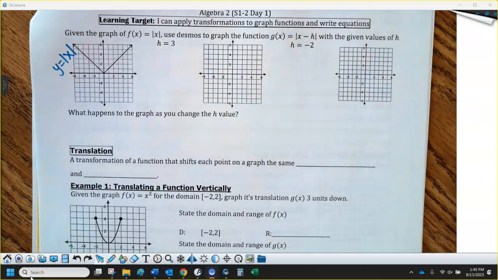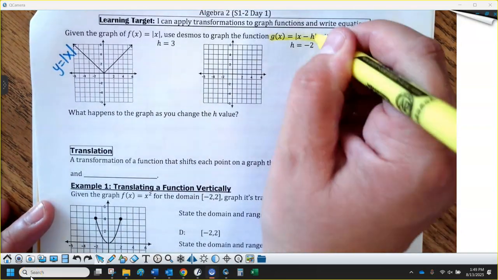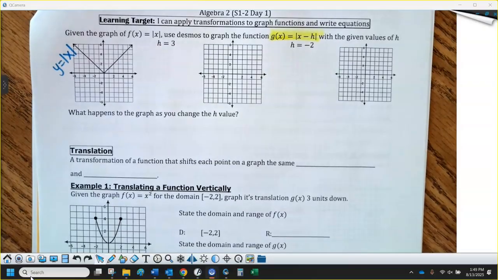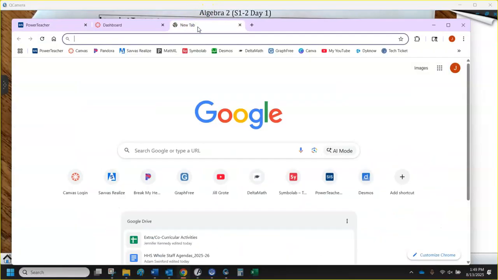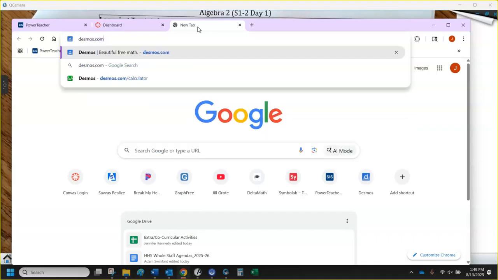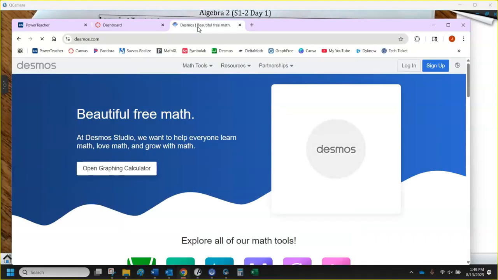Absolute value of x, and then I'm going to move this, but we're going to do it on Desmos so you guys can see what it looks like. I haven't used this before. I'm just going to pull my lovely internet up, and you guys might have this bookmarked if you've used it before, but it's just desmos.com. And I'll just show you from scratch.